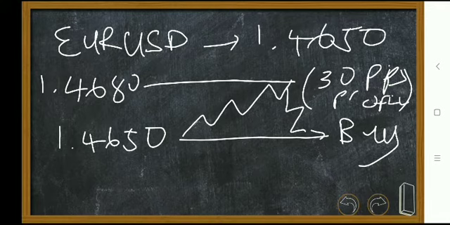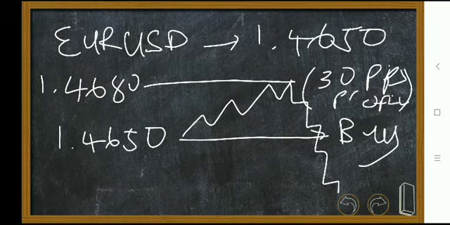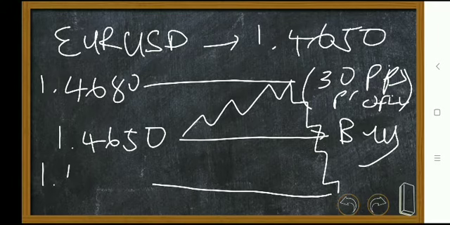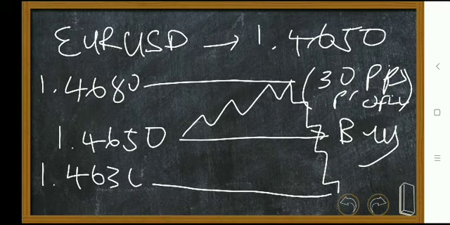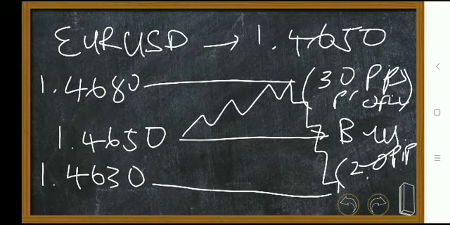And as it goes down and passes your entry price, let's say it's now at 1.4630. This is a loss. I don't know if I'll find space, but then this is a loss by 20 pips. You are experiencing a loss, and if you close, that means you've lost 20 pips.